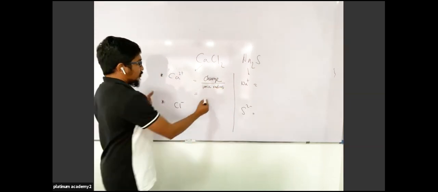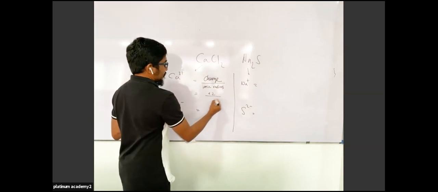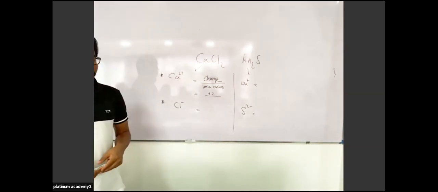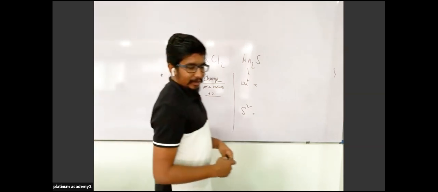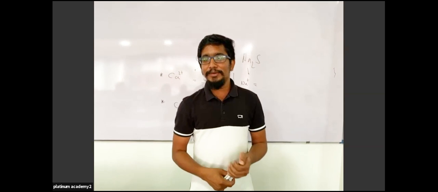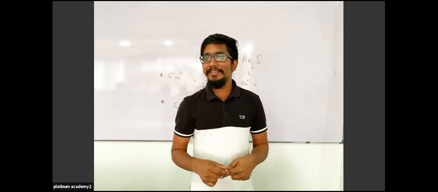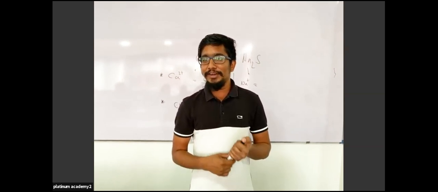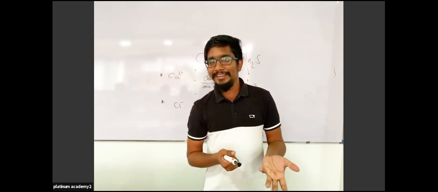Now charge is plus 2, but how much is the ionic radius? How do we find it? From the data booklet. Do you all have the data booklet with you? Very good. Coming to the chemistry class without the data booklet is like going into war without a gun, right?